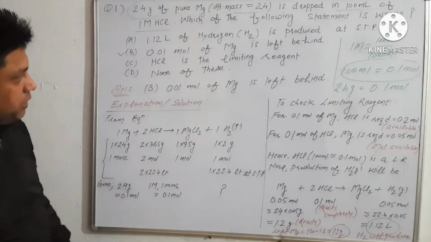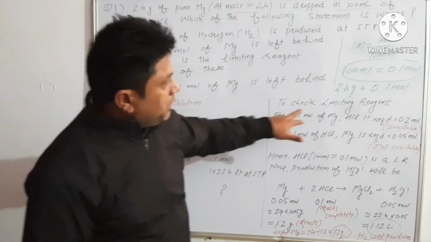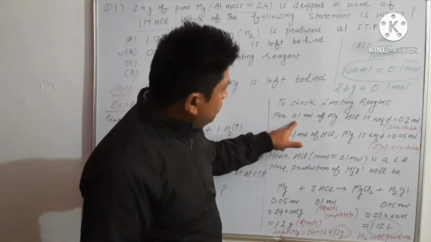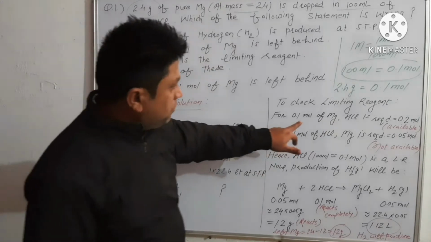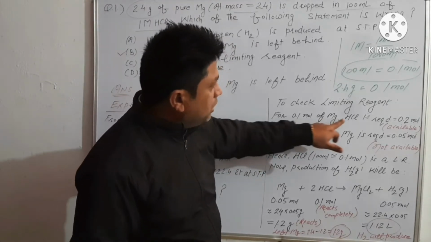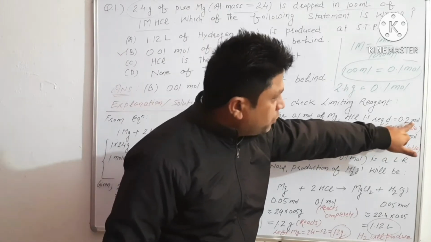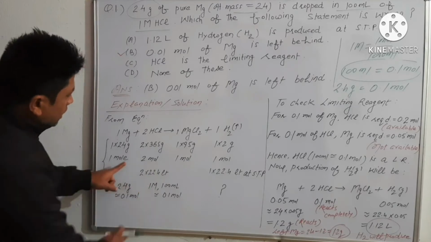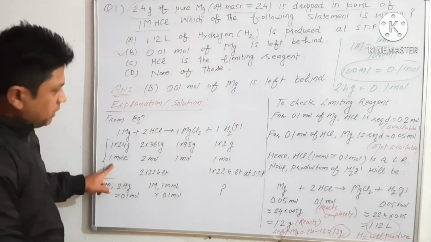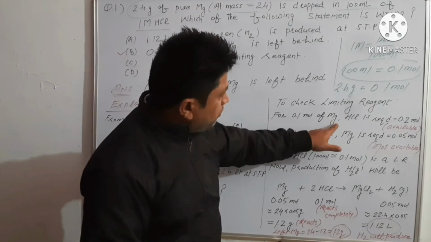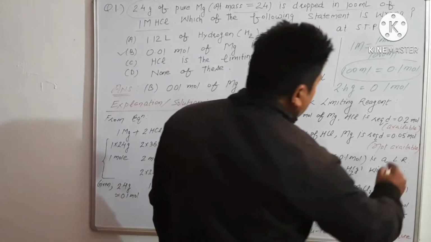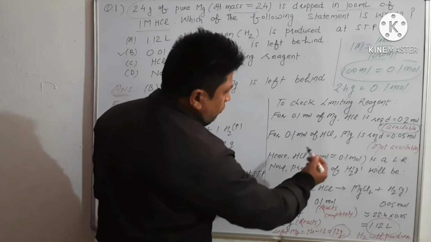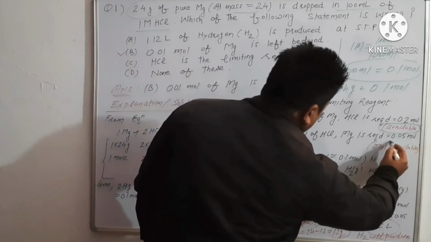First we need to check the limiting reactant, or reagent. These are the two reactants given. If we are taking 0.1 mole of magnesium, HCl will require 0.2 mole. You can check the ratio: if magnesium is 1 mole, HCl will be double, and if HCl is 1 mole, magnesium will be half. So for 0.1 mole of magnesium, 0.2 mole of HCl is required, and that is not available. Similarly, for 0.1 mole of HCl, magnesium required is available.